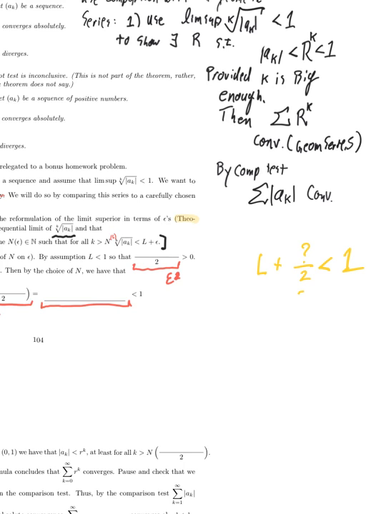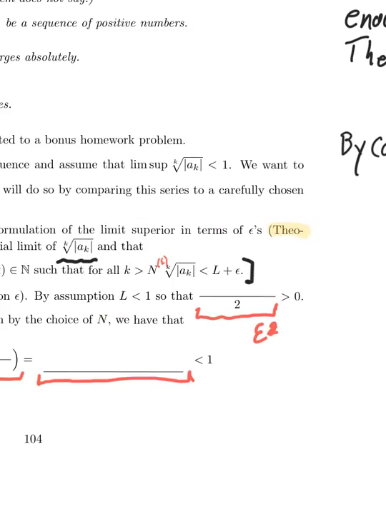So it looks like we want question mark over 2 to be less than, subtract L to the other side, 1 minus L. Oh, neat, but 1 minus L is positive. If I take 1 minus L and divide it by 2, I get something that's less than 1 minus L. So maybe I'll put in this blank 1 minus L. So let's go ahead and insert that.